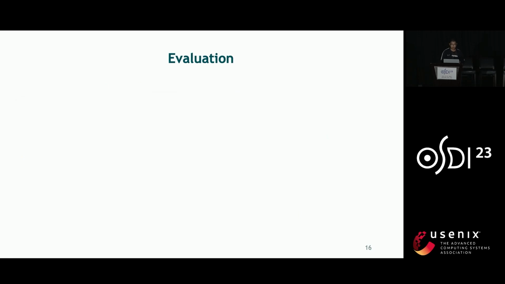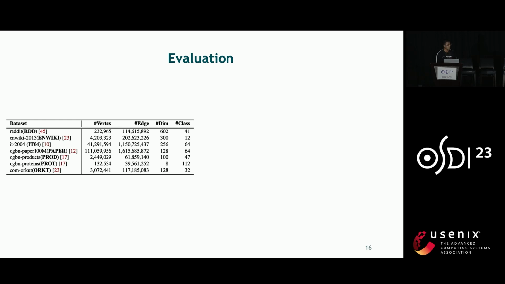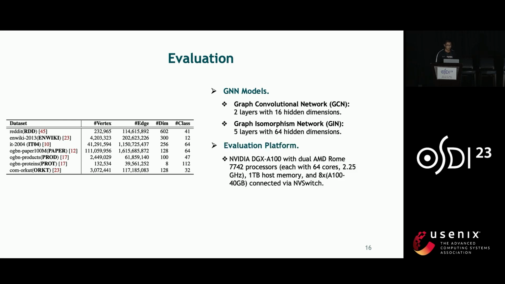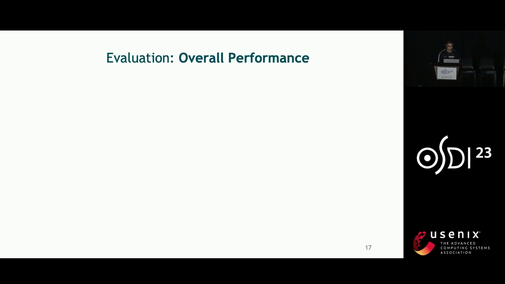Now let's take a look at our evaluation. For datasets, we cover the typical large datasets that demand multi-GPU collaboration. For GNNs, we cover the graph convolutional network and also GIN, the graph isomorphism network. For the evaluation platform, we use the NVIDIA DGX A100. And for baselines, we compare with DGL, our design with unified memory, and also the ROC system. Let's begin with the overall performance.